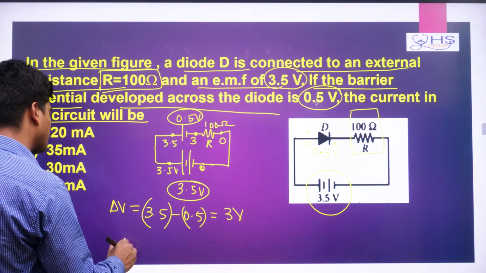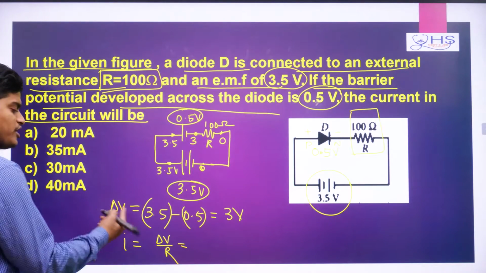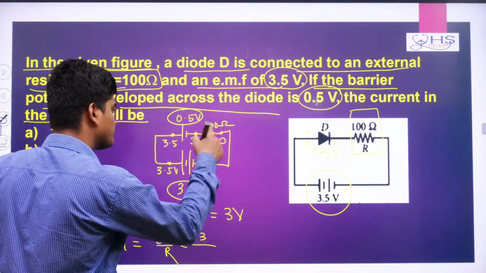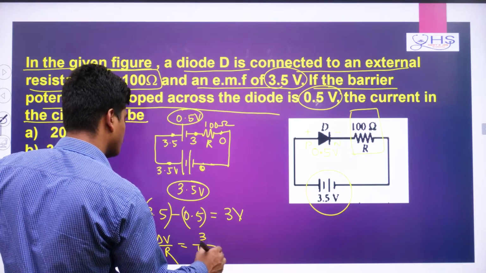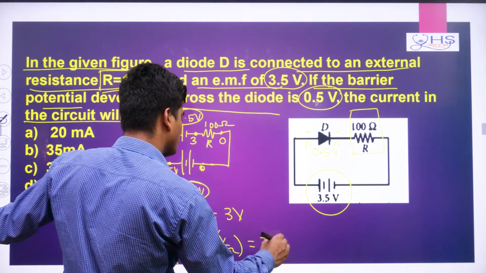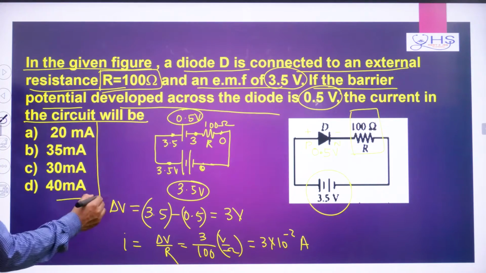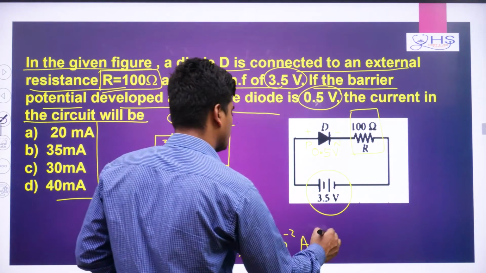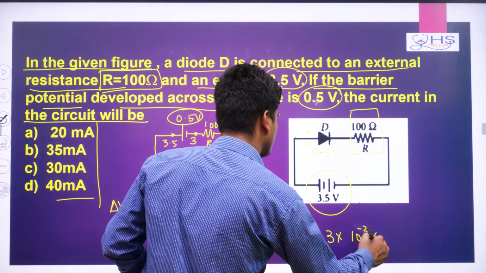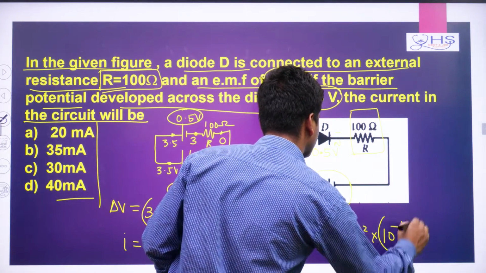Now if you want to find current, then current will be I equal to delta V by R. So potential difference by R, where delta V is nothing but your 3 volt and R is nothing but 100 ohm. So volt by ohm, you know, this will become ampere. So it is 3 into 10 to the power minus 2 ampere. But you see here every answer is given in milliampere. So we can write here 3 into 10 to the power minus 2 into 10 to the power minus 1 and multiply by 10 to the power 1.